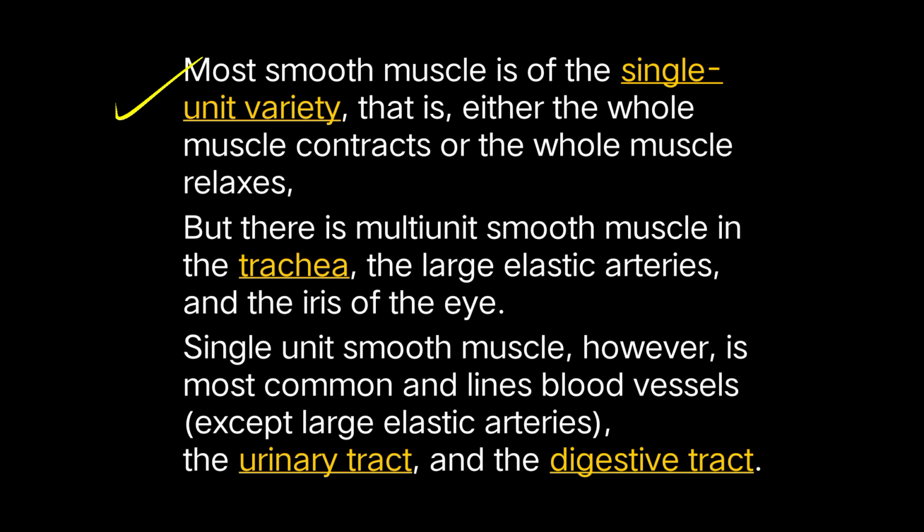But there is multi-unit smooth muscle, which we can find in the trachea, the large elastic arteries, and also in the iris of the eye. That is multi-unit. Single unit smooth muscle, however, is the most common and lines blood vessels except the large elastic arteries, and also the urinary tract and the digestive tract.